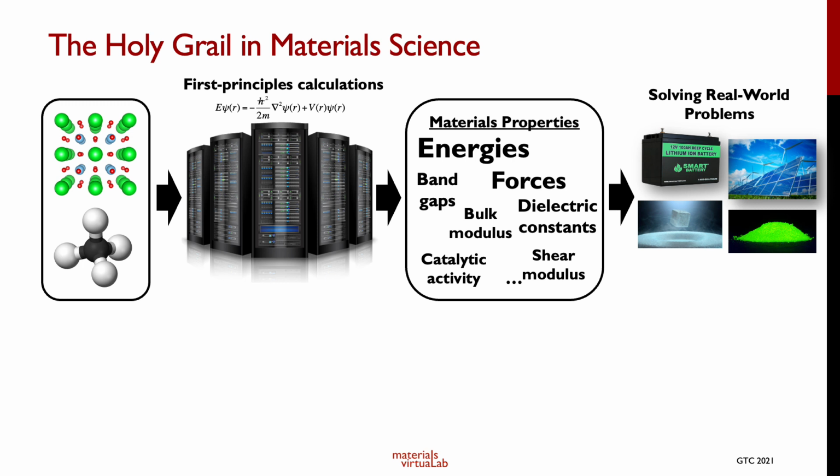Once we are able to predict those properties with a good amount of accuracy, we can then use that to solve real-world problems like designing better batteries or designing better solar cells. However, even this approach has its limitations. The problem with this kind of first principle calculations is that they scale very poorly with the number of atoms in your material. Most first principle calculations scale at least n to the power of 3 or even worse with respect to the total number of atoms.